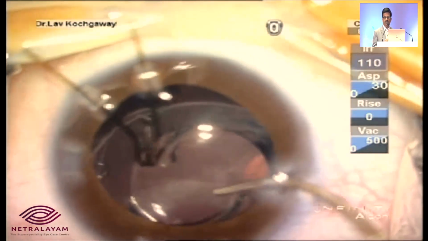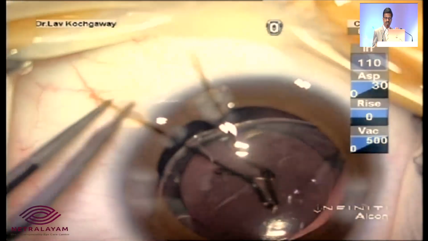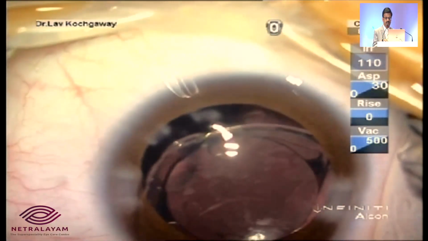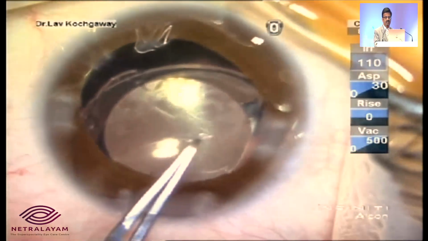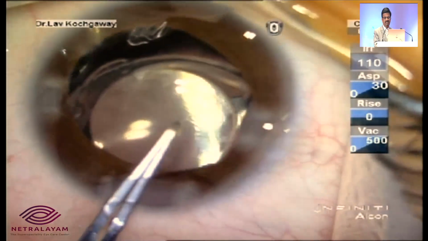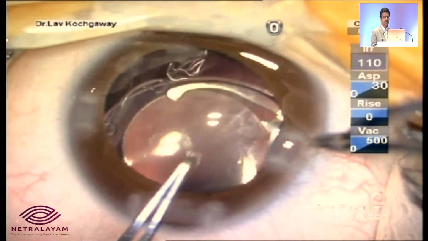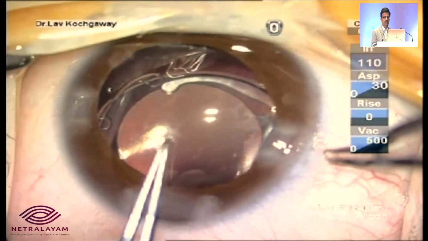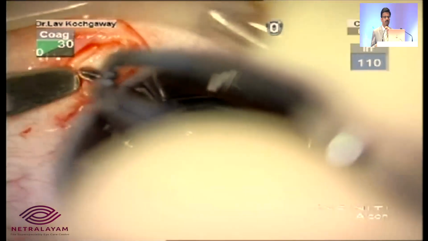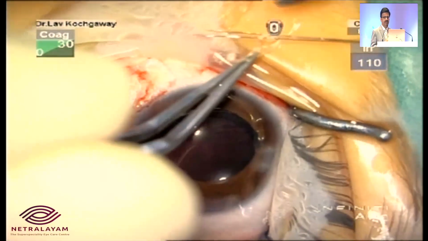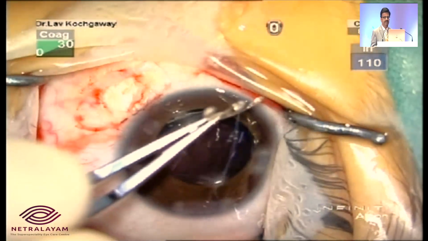Single piece or 3-piece lens is the choice of the surgeon, and in some of the cases you will see a single piece, and in some the 3-piece lens in these demonstrations. And if the capsulorhexis is decentered, we can put a relaxing cut, and then the Ahmed segment is used to fixate the bag.